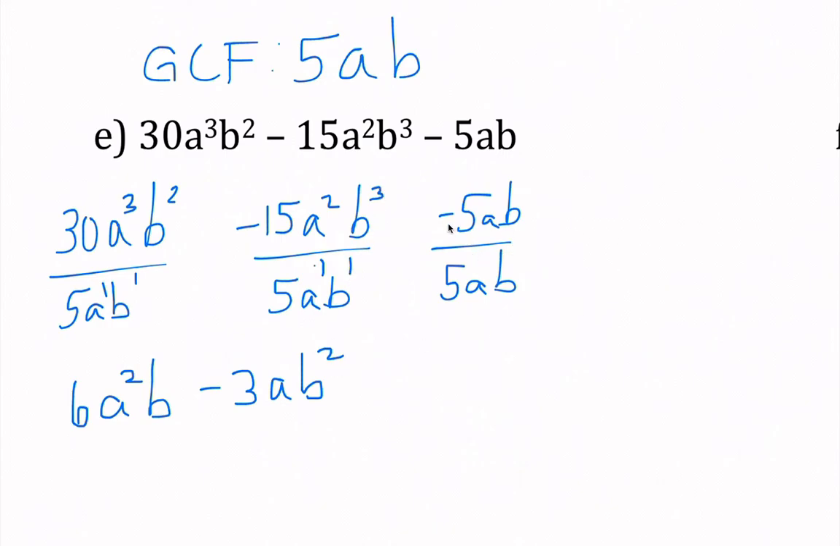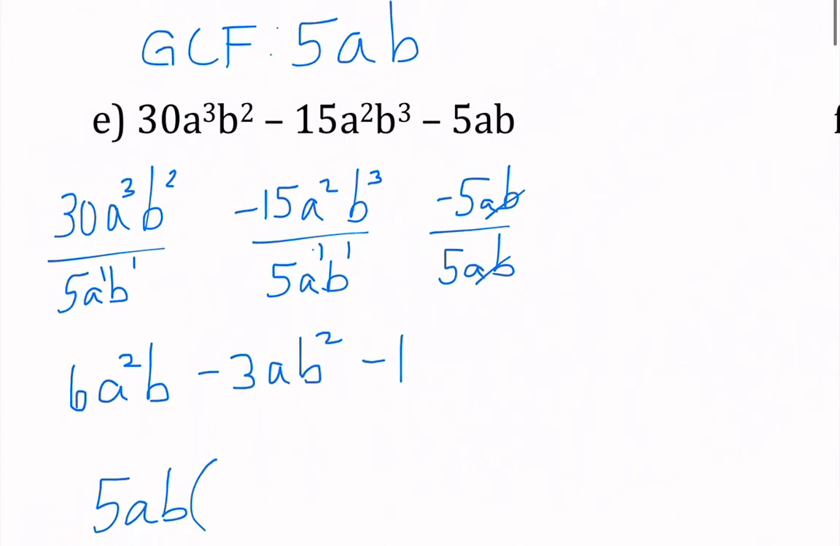All right, last group. Negative 5 divided by 5 is a negative 1. And notice this AB on top will cancel this AB that's on bottom. All right, so I know we put our greatest common factor out front. And in parentheses, we're going to put what we got when we divided everything by the greatest common factor.